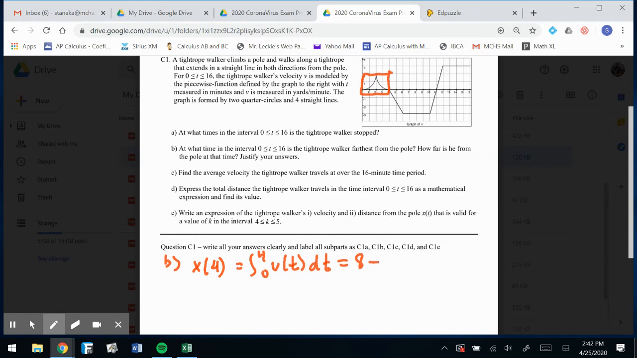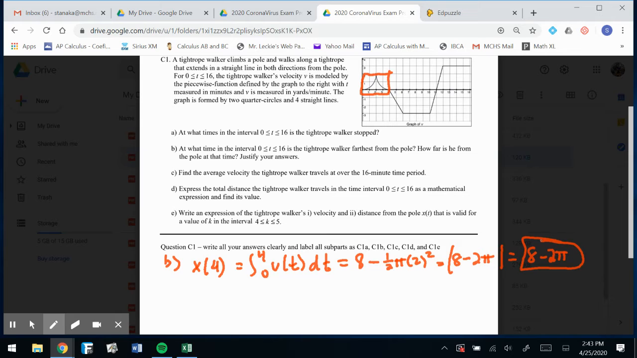I actually have 2 quarter circles, which is a semicircle, which is 1/2 of pi r squared. So hopefully you did that. So you get 8 minus 2 pi. And I'm going to do the absolute value of that, which would actually be 8 minus 2 pi, because 2 pi would be about 6. So that's how far away the tightrope walker is back from the pole.